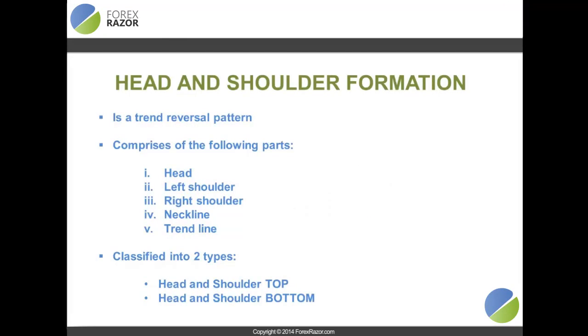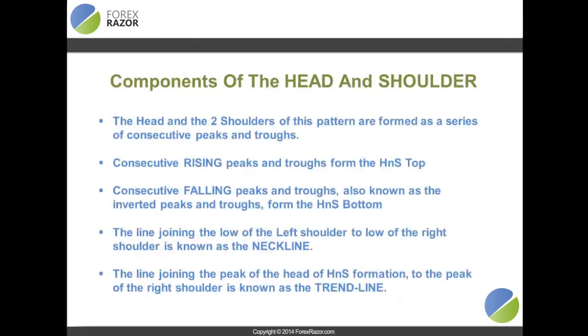The head and shoulder pattern, also known as the HNS pattern, is classified into two types, the head and shoulder top and the head and shoulder bottom. The head and shoulder pattern has a head and two shoulders formed as a result of a series of consecutive peaks and troughs. Consecutive rising peaks and troughs form the head and shoulder top, while consecutive falling peaks and troughs, that are also known as inverted peaks and troughs, form the head and shoulder bottom.